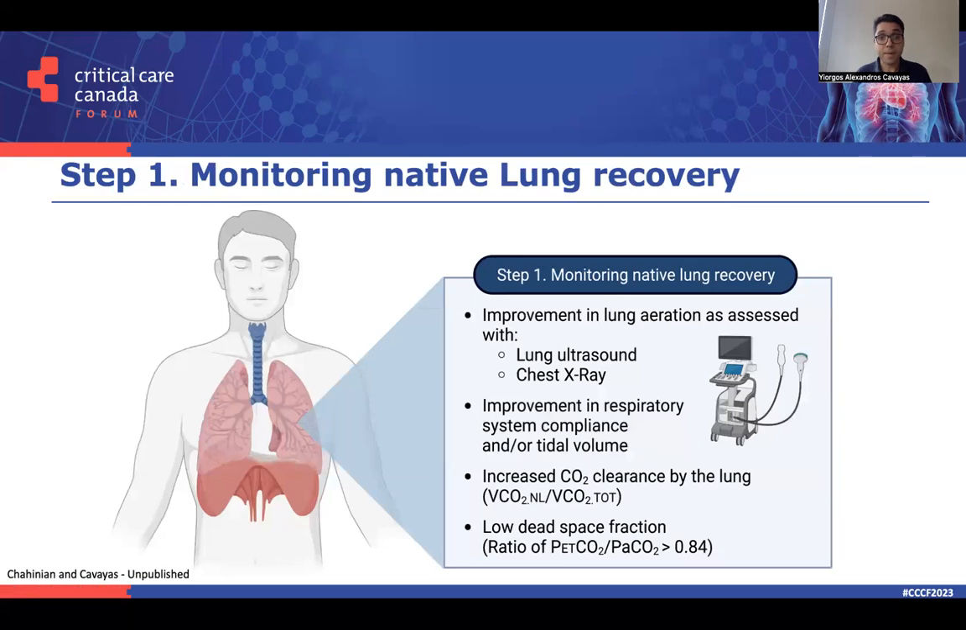The first step is monitoring native lung improvement. This can be done, as we will see over the next few slides, by tracking improvement in lung aeration, improvement in respiratory system compliance or tidal volume, by noting increased CO2 clearance by the lung or decreased CO2 clearance by the ECMO compared to the lung, and lower dead space fraction.